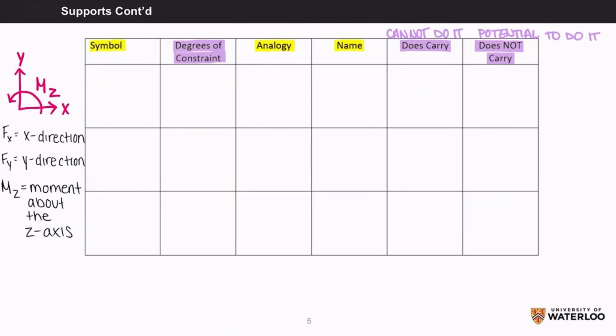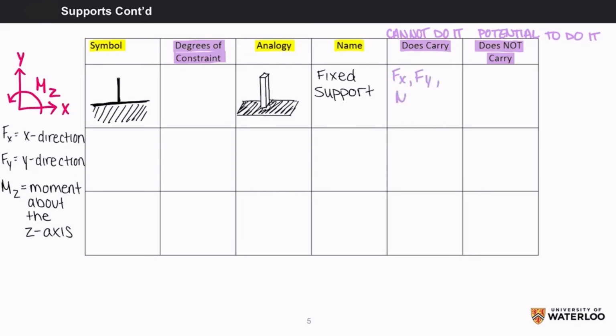The third type of support is a fixed support. This is the symbol. An example of this support is a metal post connected to the ground. It carries Fx, Fy, and Mz, as the post cannot move horizontally, vertically, or rotate to create a moment, respectively. That means it has 3 degrees of constraint. It does not carry any directional forces.